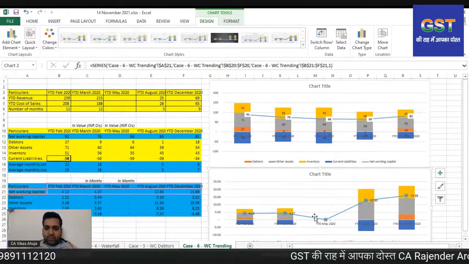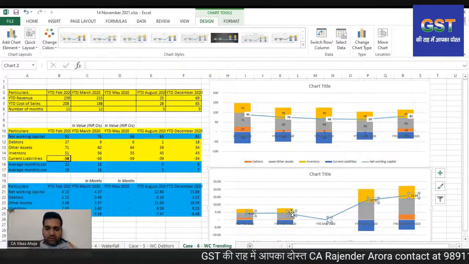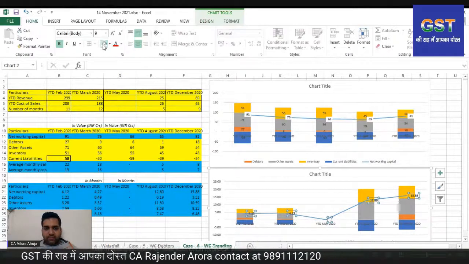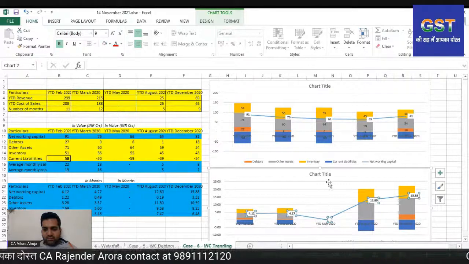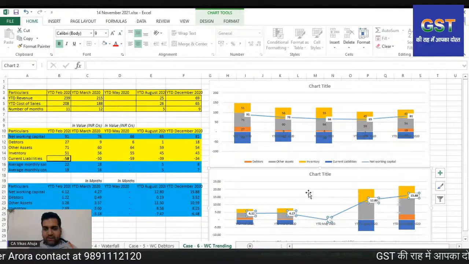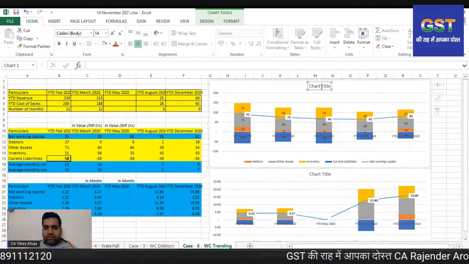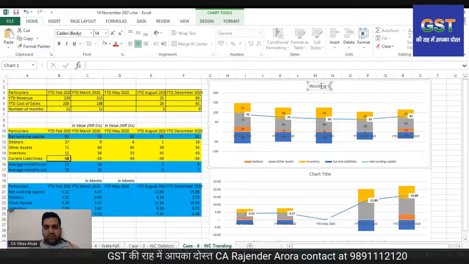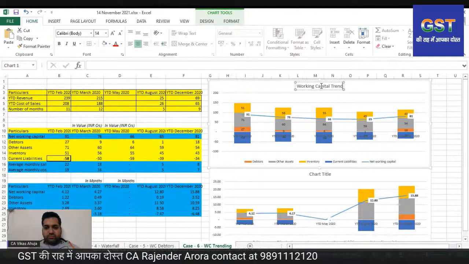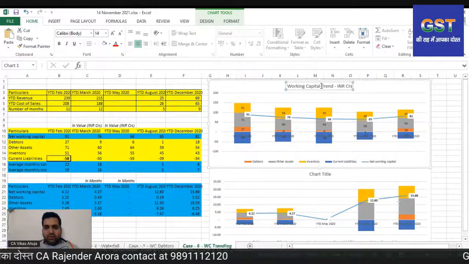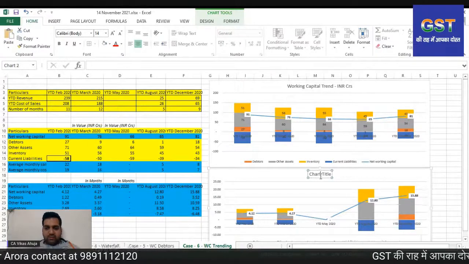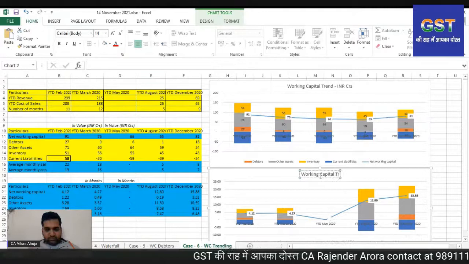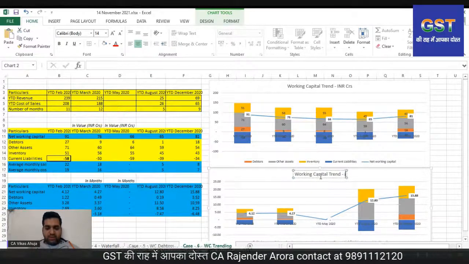See, you will find more logical graph coming up in the second chart instead of the first chart. The first one is all in values. This is a working capital trend. This is all in INR crores. And this one is in months.